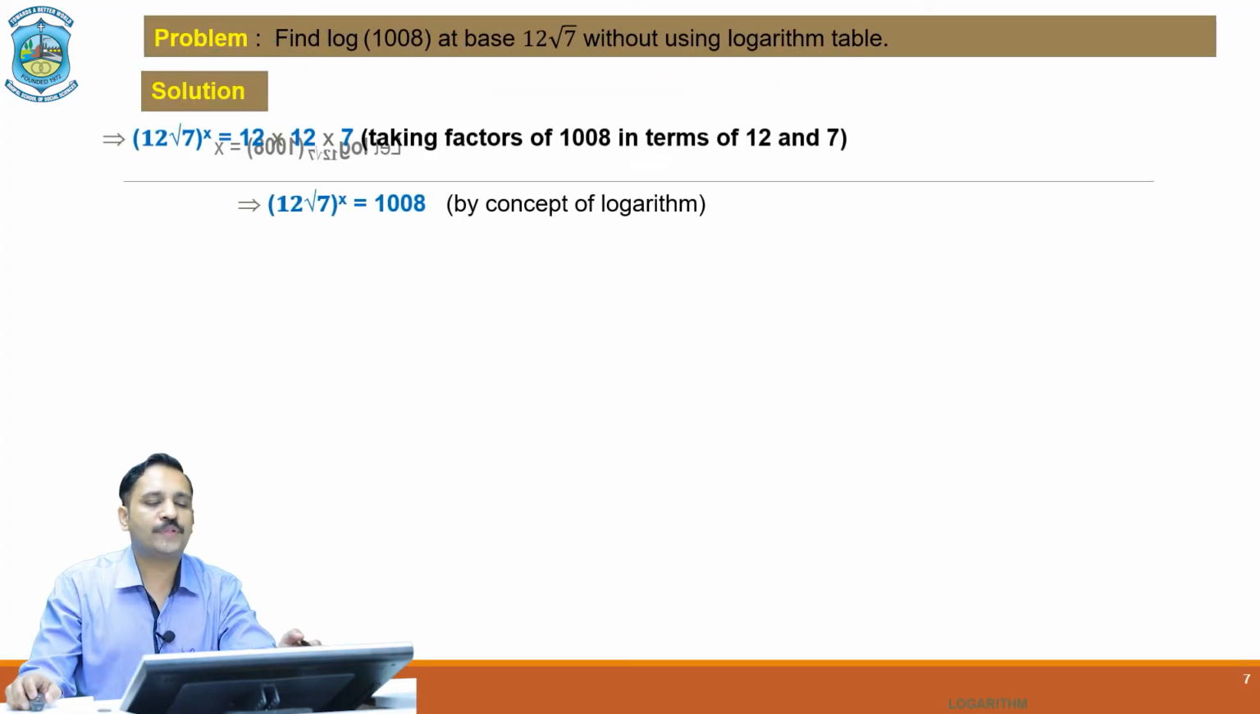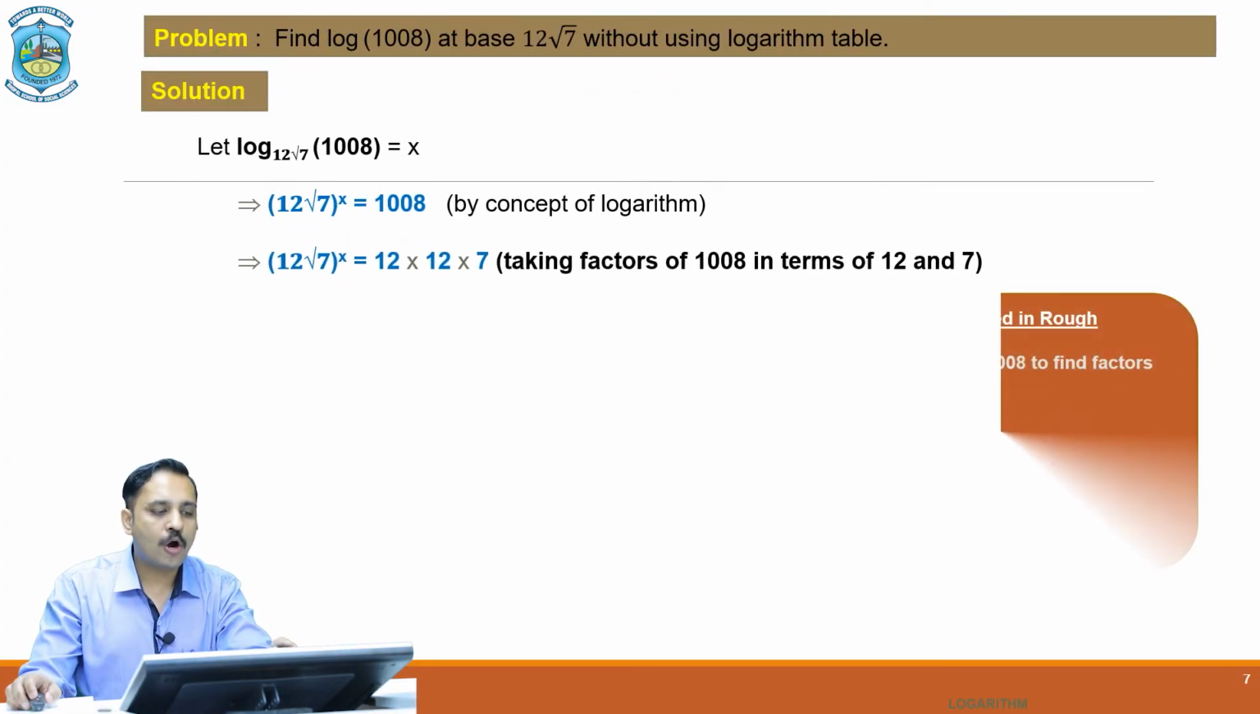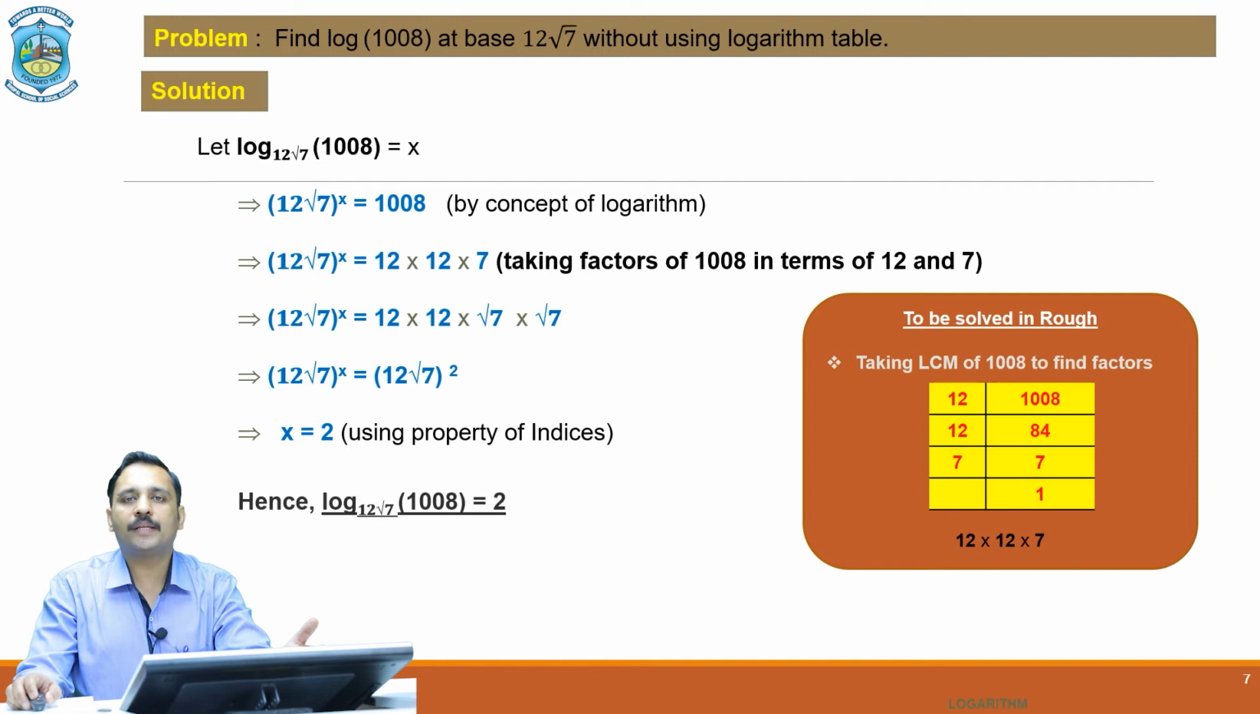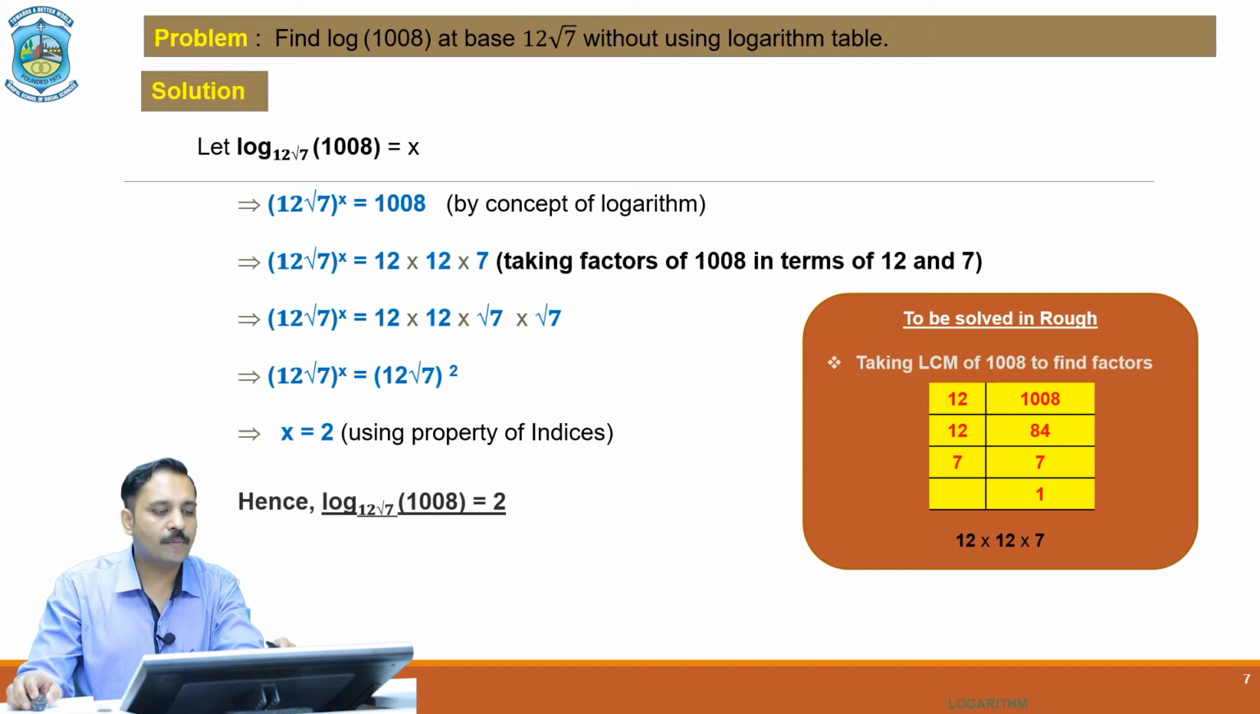We need to find log of 1008 to the base 12 root 7 without using any log table. Let us see how. Now, first of all, we need to substitute that the value of log of 1008 to the base 12 root 7 is equal to x. Again, by using the concept of logarithm, we can write it as 12 root 7 raised to power x is equal to 1008.